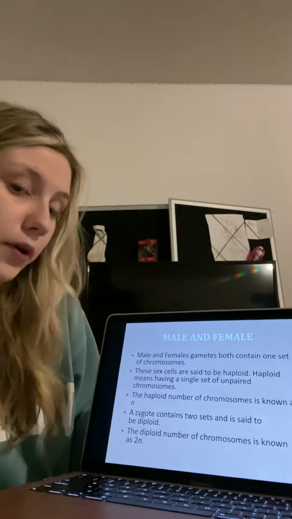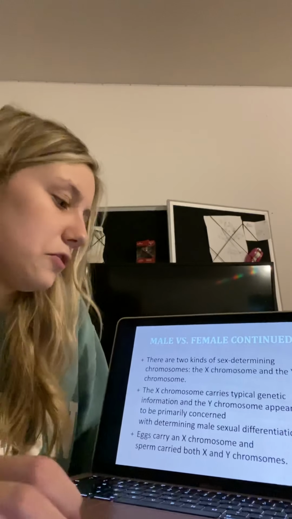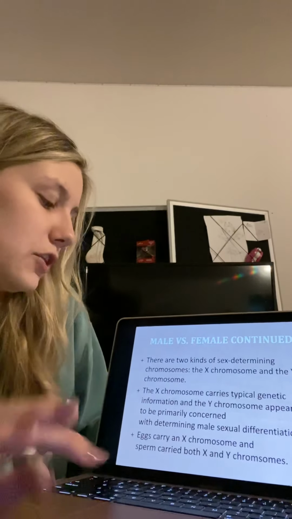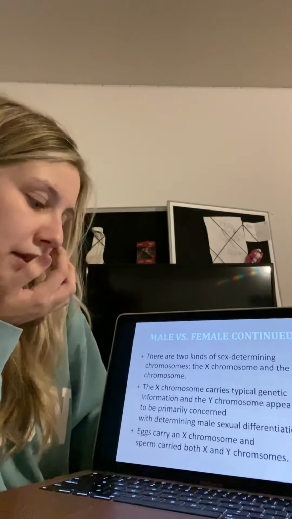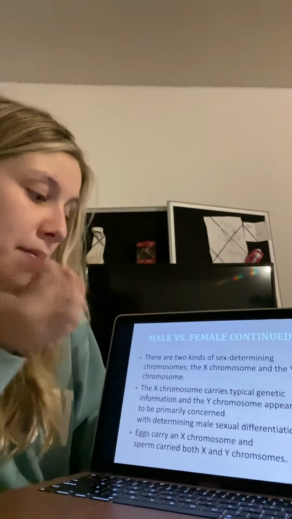Male versus female continued. There are two kinds of sex-determining chromosomes, the X chromosome and the Y chromosome. The X chromosome usually carries typical genetic information, but the Y chromosome appears to be primarily concerned with determining male sexual differentiation. Eggs carry an X chromosome and the sperm carries either X or Y. Females have two X chromosomes and males have both an X and Y chromosome.